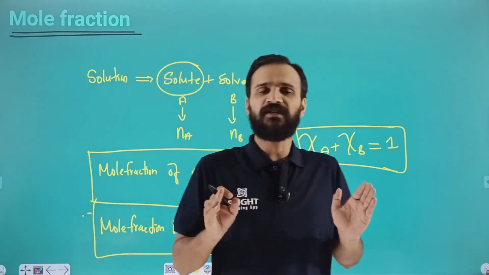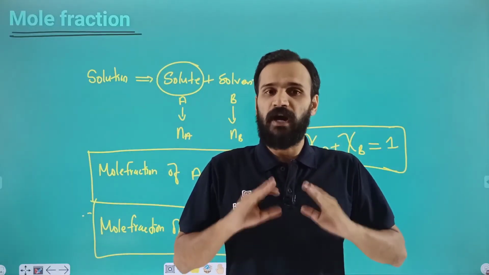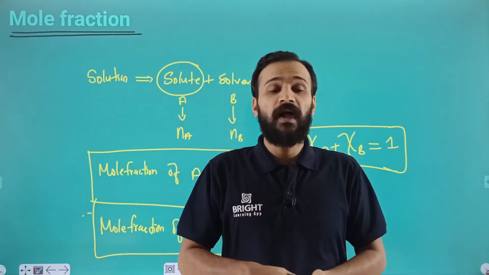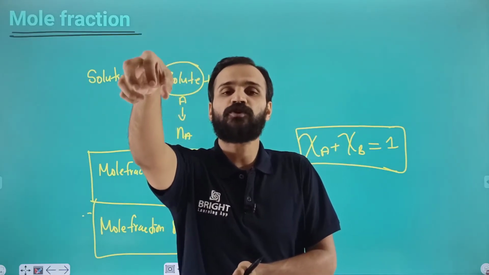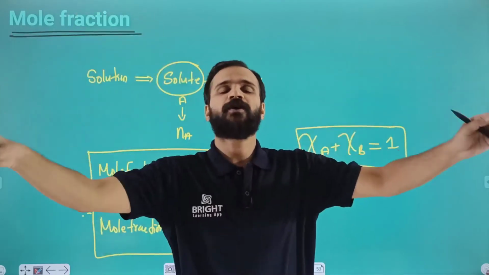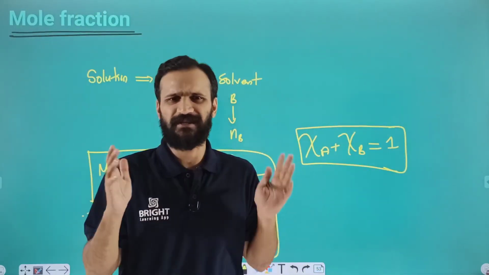So mole fraction is a concentration term. We use it to represent the concentration of a solution, and the mole fraction of a component is nothing but the number of moles of the component divided by the total number of moles. Is that clear? Very simple idea.